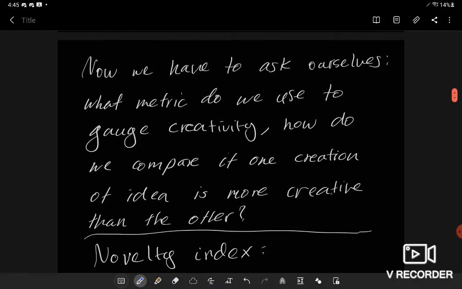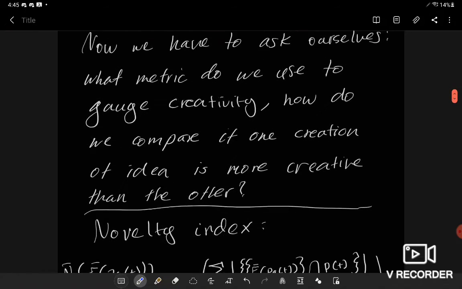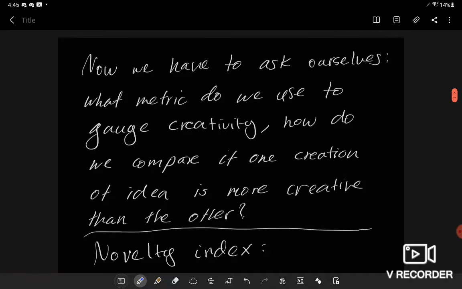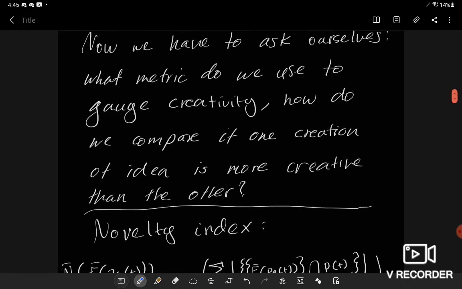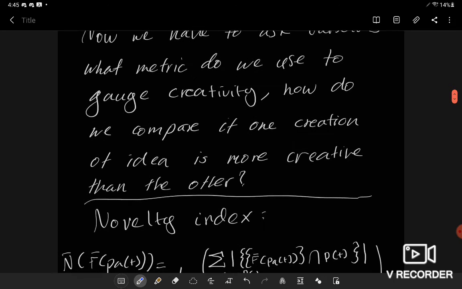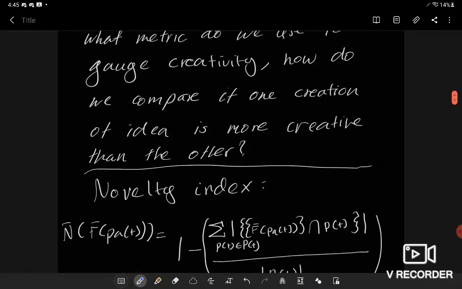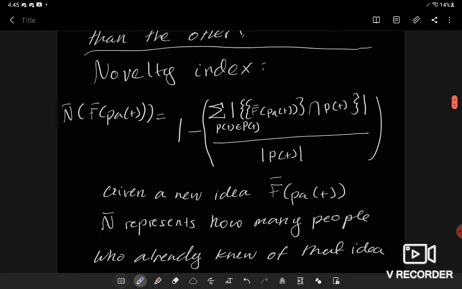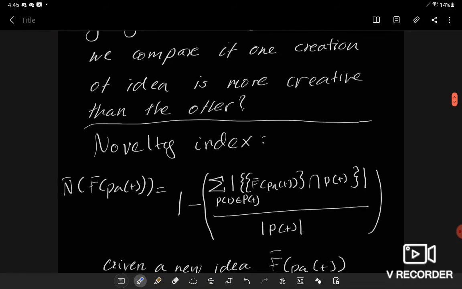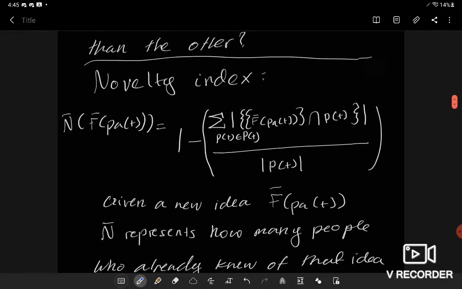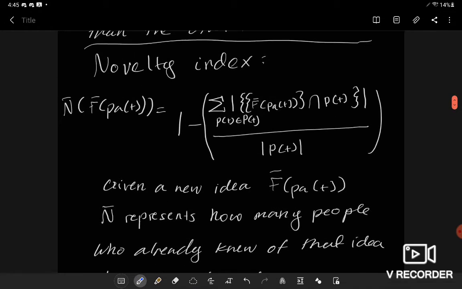And so, now that we have a system in which we are able to model how ideas propagate and how ideas are made, we can move on to measuring how creative ideas are. One of my proposals is the Novelty Index. In short, you take someone's idea and find out how many people in the system you're considering have that same idea.